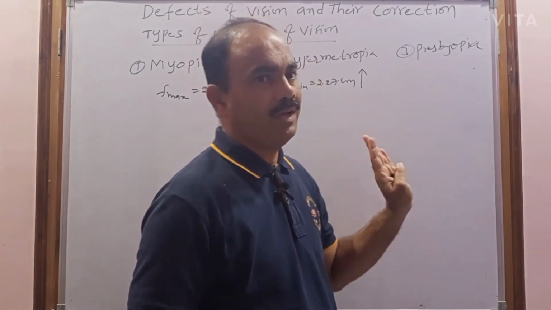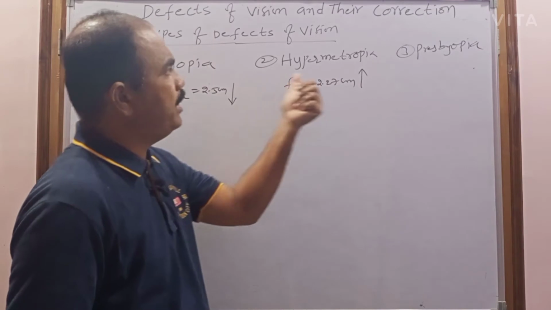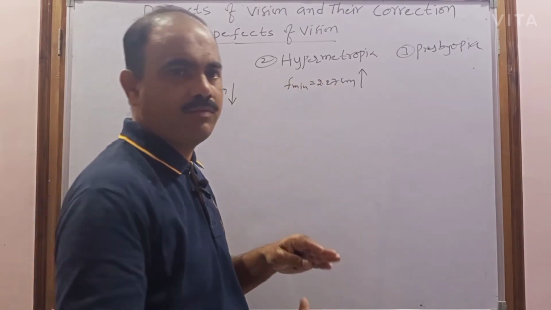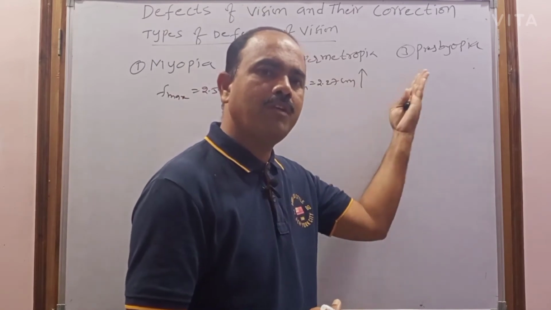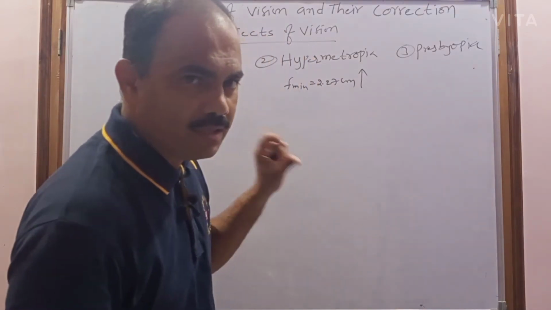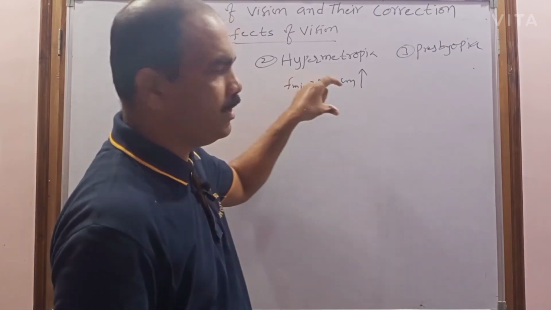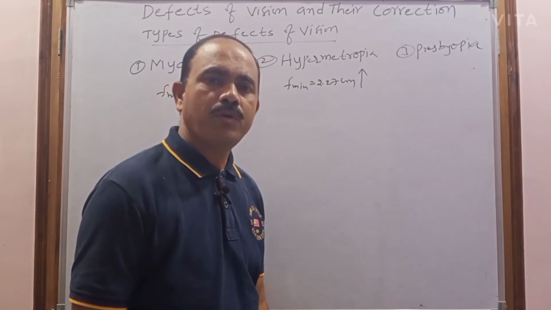Now coming to presbyopia. Presbyopia occurs when the person suffers with both myopia and hypermetropia. In this case the maximum focal length decreases and the minimum focal length increases. So if the person suffers with myopia and hypermetropia, then the defect of vision is called presbyopia.